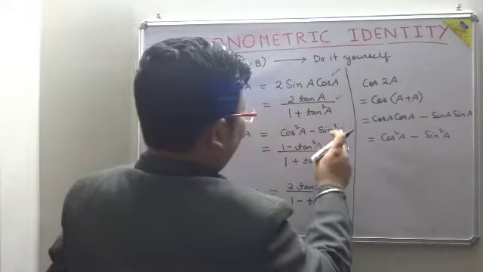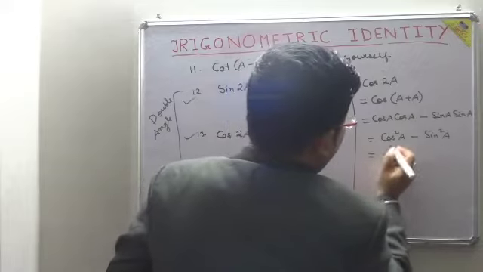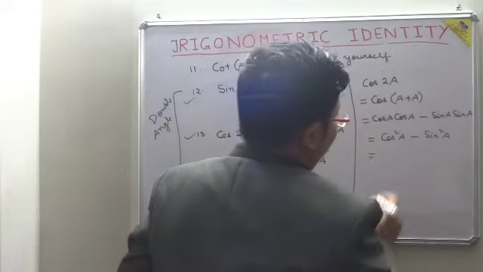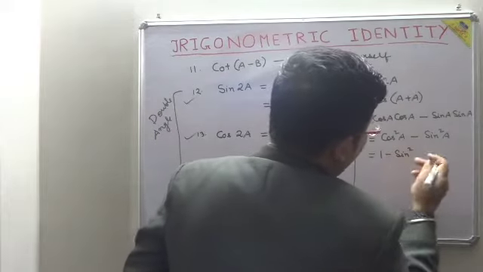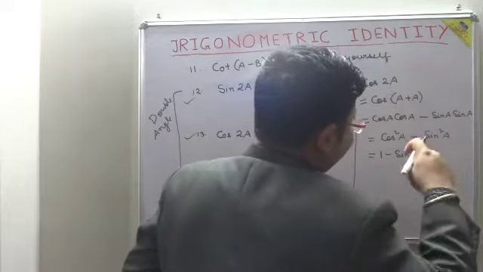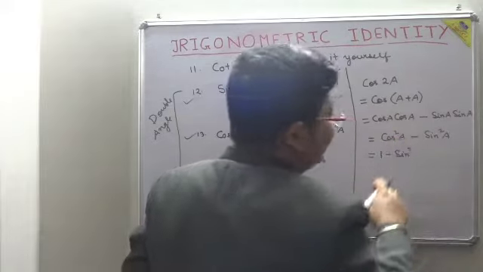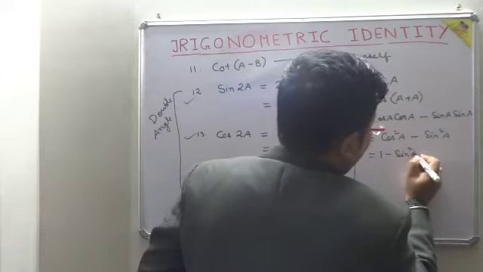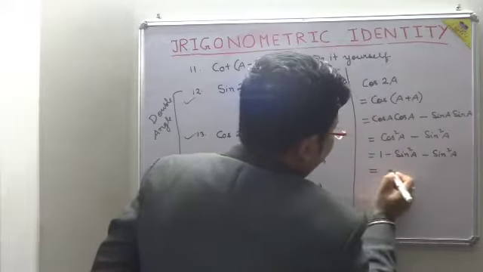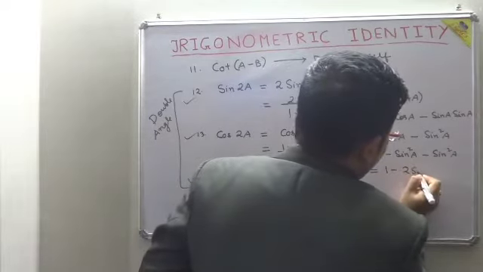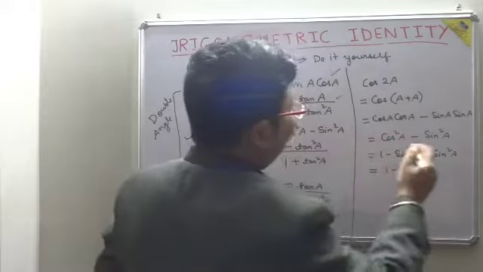Have you got it? Yeah, we got it. But we can again break this one. What is cos square A? It is 1 minus sin square A, because sin square theta plus cos square theta was equal to 1. So here sin square A plus cos square A will be equal to 1. So cos square A we can write as 1 minus sin square A, minus sin square A. So we can write it as 1 minus 2 sin square A. This is also one term.